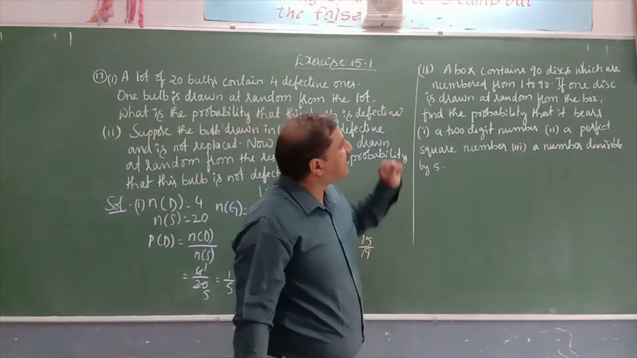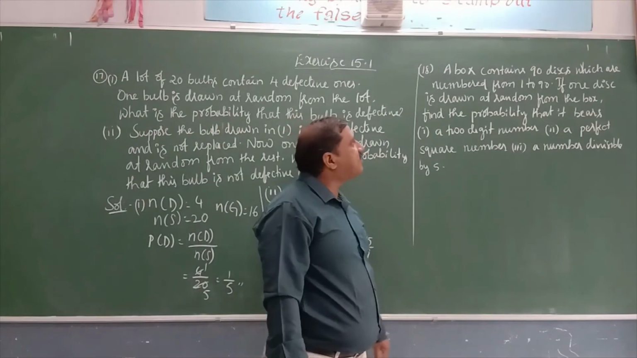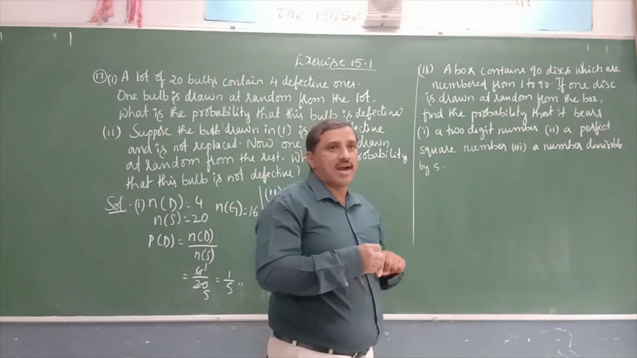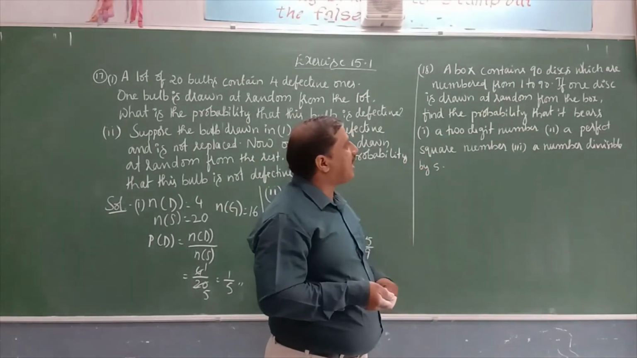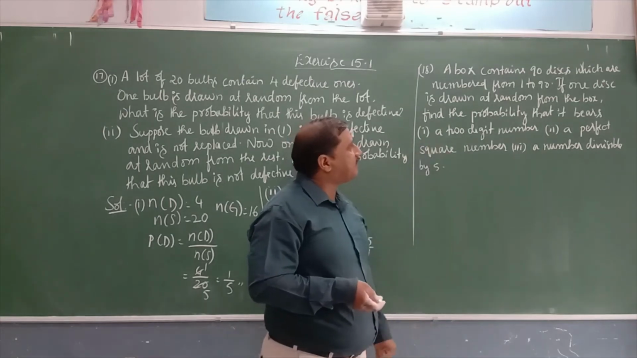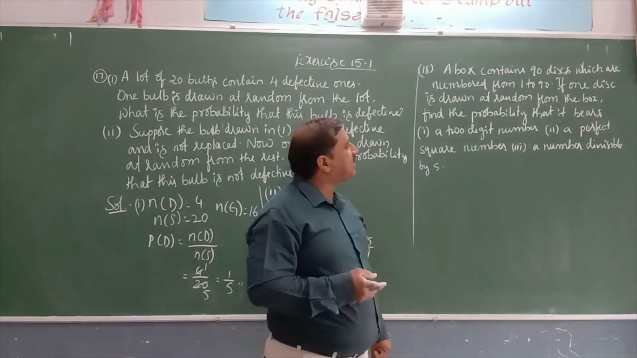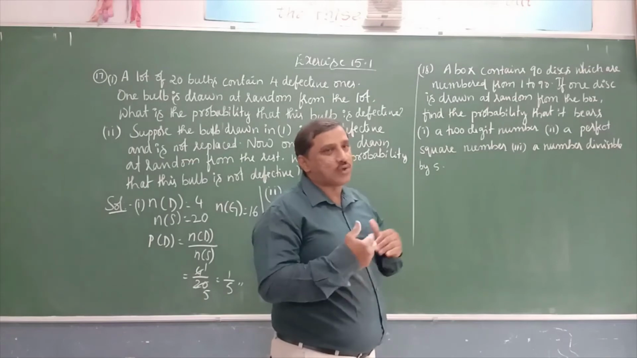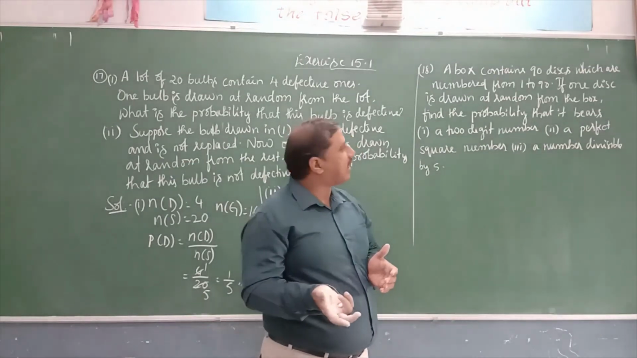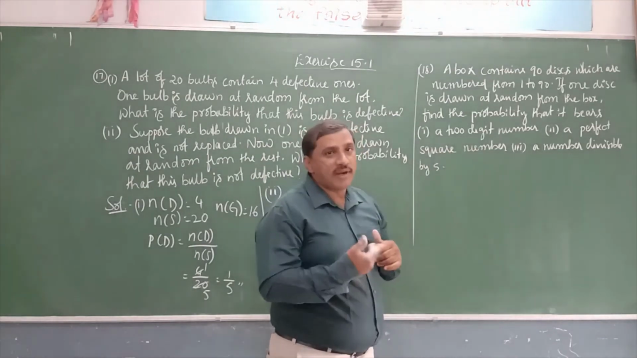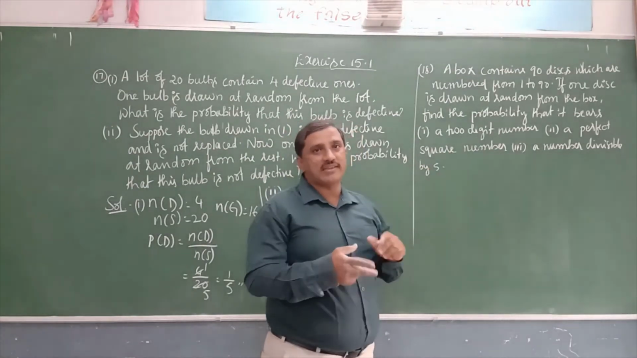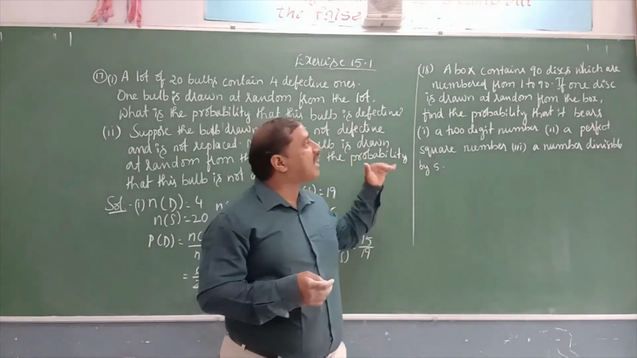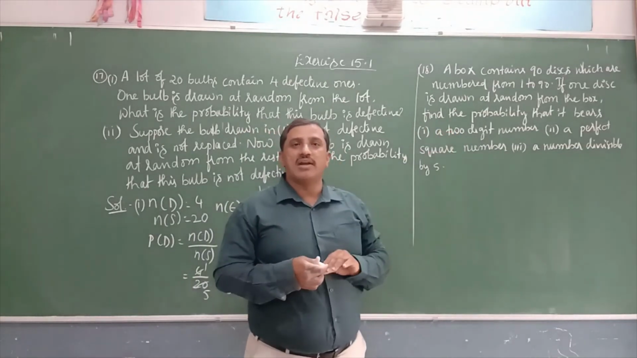Now, a box contains 90 discs which are numbered from 1 to 90. In that box some discs are there and numbers are written on them from 1 to 90. If one disc is drawn at random from the box, find the probability that it bears a 2-digit number, is a perfect square number, or is a number divisible by 5. We need to find how many discs are there for each, then we can find the probabilities.